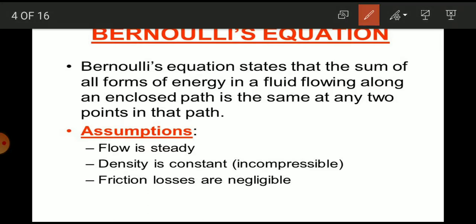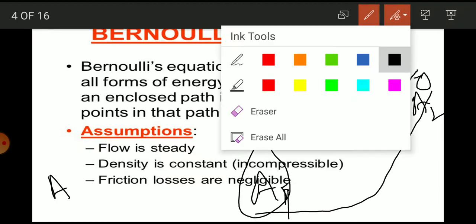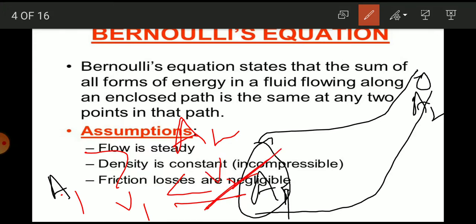For example, water is flowing in this direction. Here area is greater, A1. Here area is A2. A1 is greater than A2. So here velocity will be lesser. Area is greater, velocity V1 will be less than V2. Here velocity will be greater, pressure will be less, where area is smaller.